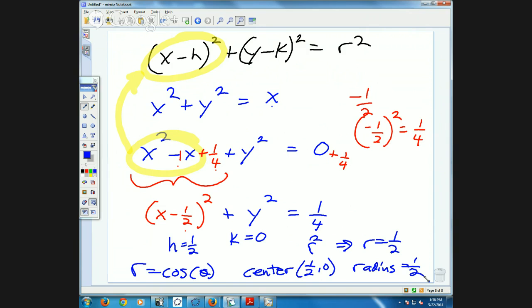Is that what it looked like we graphed? Did we graph a circle that has a center (1/2, 0) and a radius of 1/2? I'm pretty sure that's what we graphed. Pretty cool, huh?